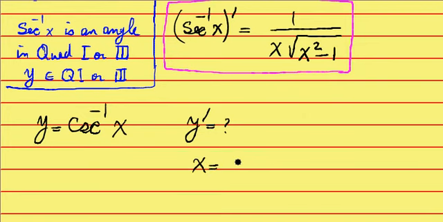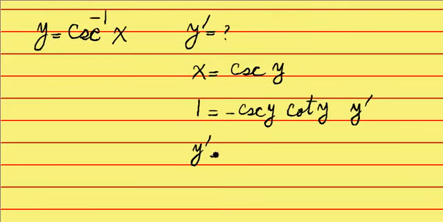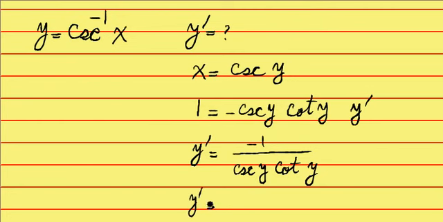So x is equal to cosecant of y. The derivative of this is going to be 1 is equal to, derivative of cosecant is minus cosecant cotangent, so I'll write y and y prime. So y prime is going to be minus 1 over cosecant of y, cotangent of y, just as before. Cosecant is just going to be replaced by x, and the issue is, what would you replace cotangent with?